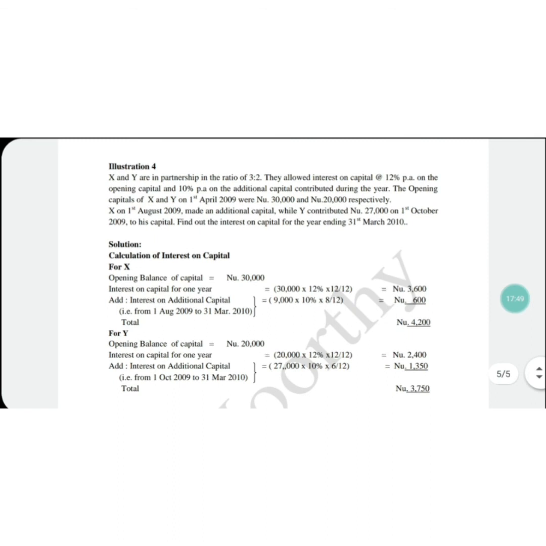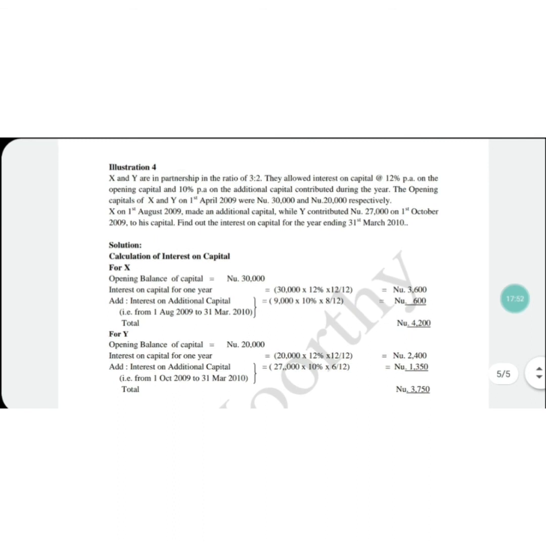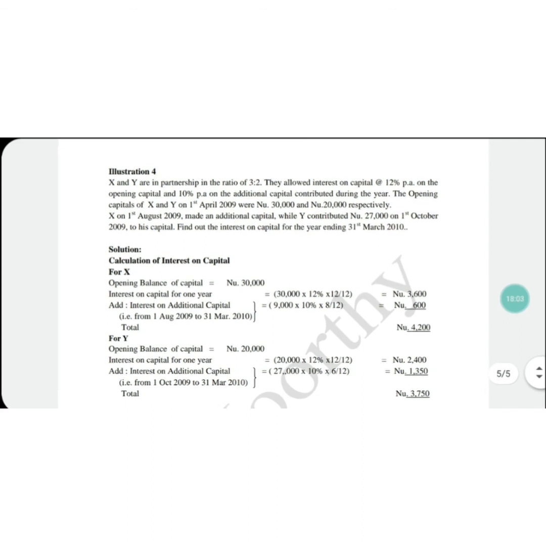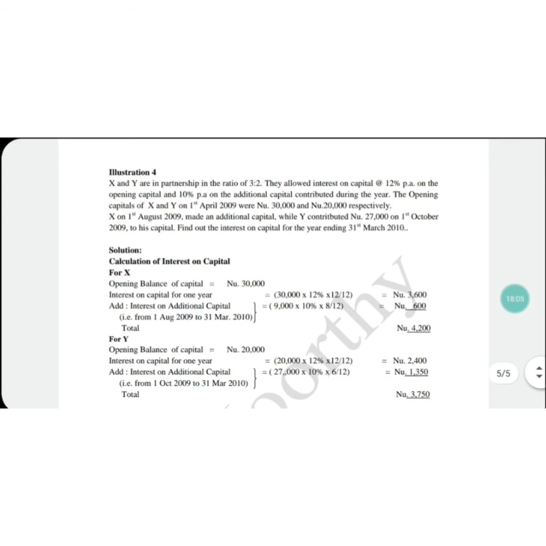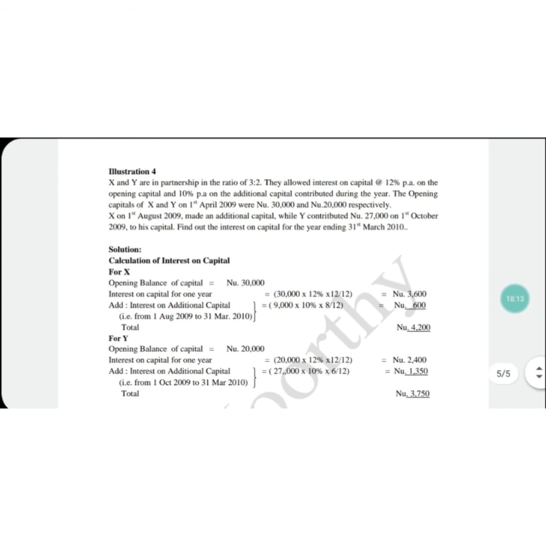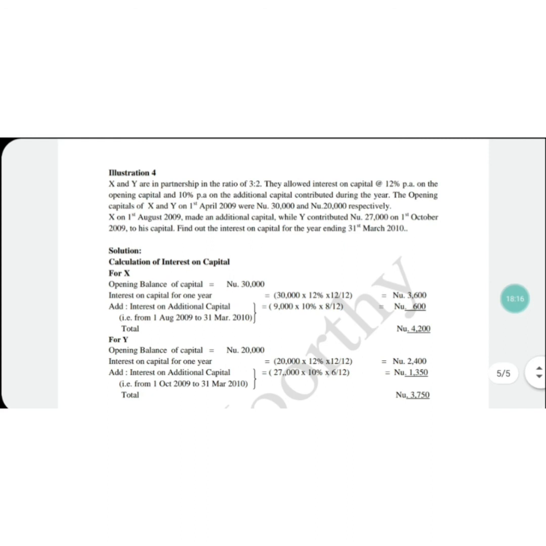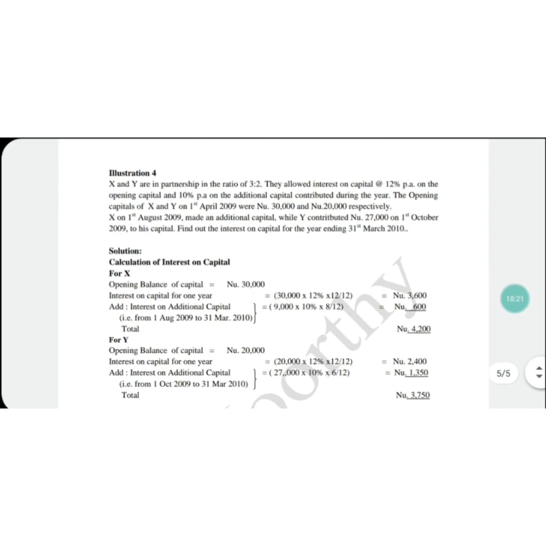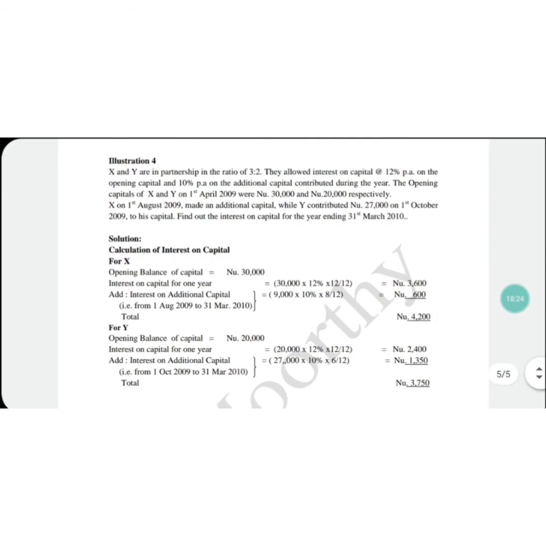For Y, opening capital is 20,000. Interest on capital for 1 year: 20,000 times 12% times 12 divided by 12 comes to 2,400. Interest on capital from 1st October to 31st March: October, November, December, January, February, March, it comes to 6 months. 27,000, the additional capital contributed by Y, times 10% times 6 divided by 12 comes to 1,350, which gives 3,750 as the total for Y.